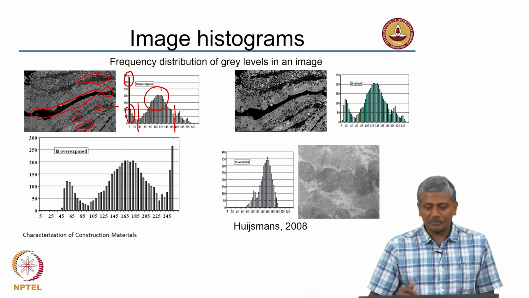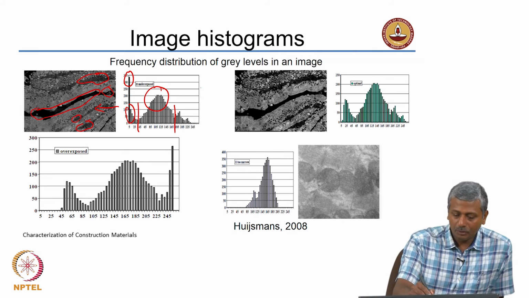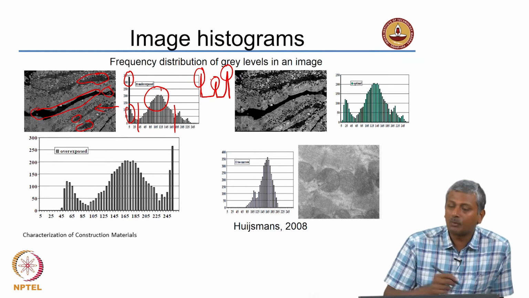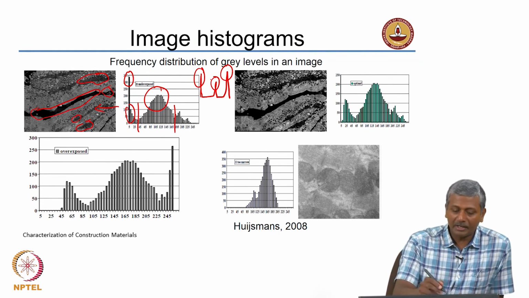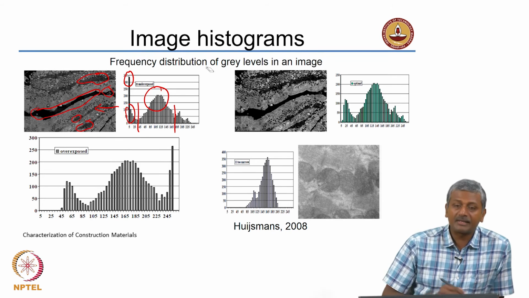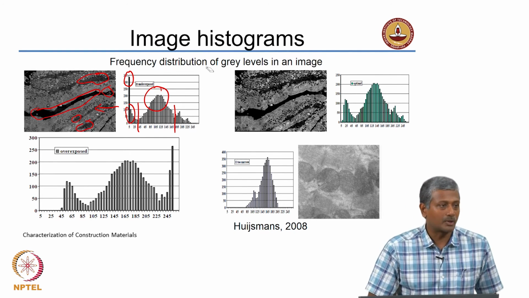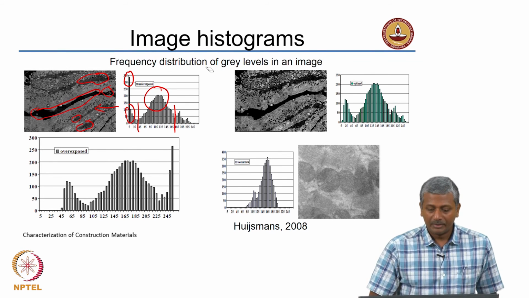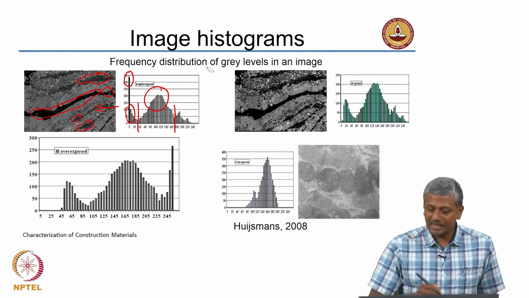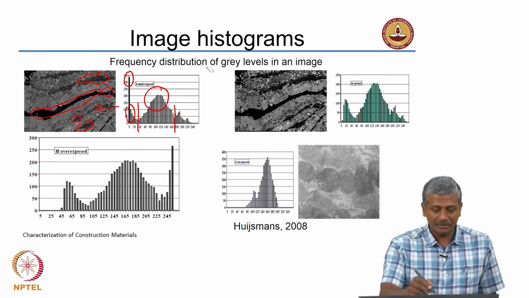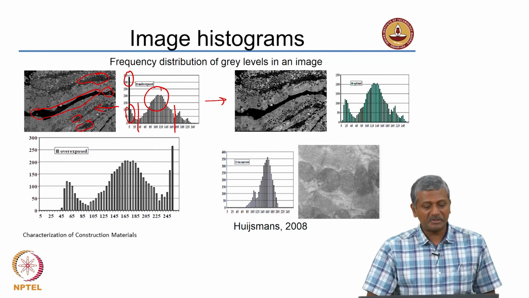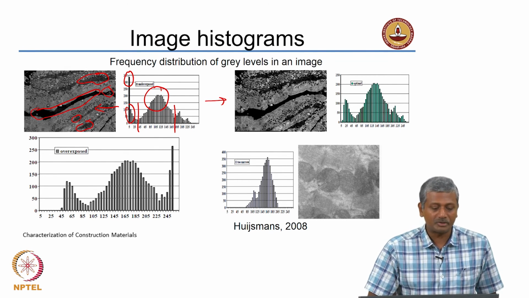You do not really have specific peaks like this. Your histogram does not look like this. That means you do not have 0 and 255 and exactly one gray level in between. You have multiple gray levels, and therein lies the challenge of actually separating out the kind of phases that you want to look at. Again, this is the same image which is being represented, but there seems to be some better clarity in this image.